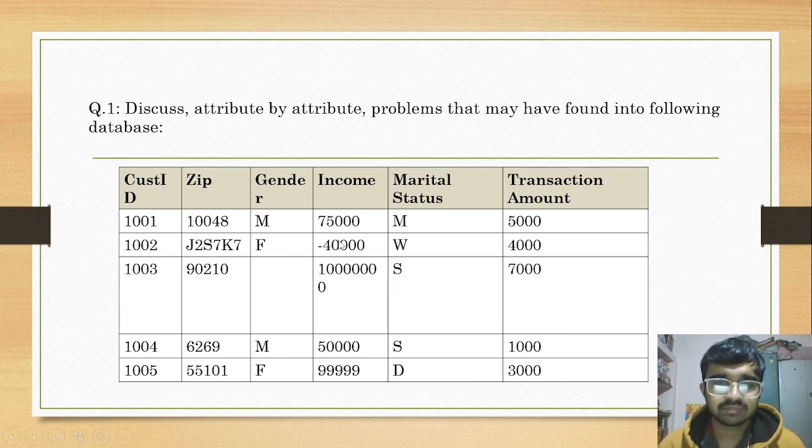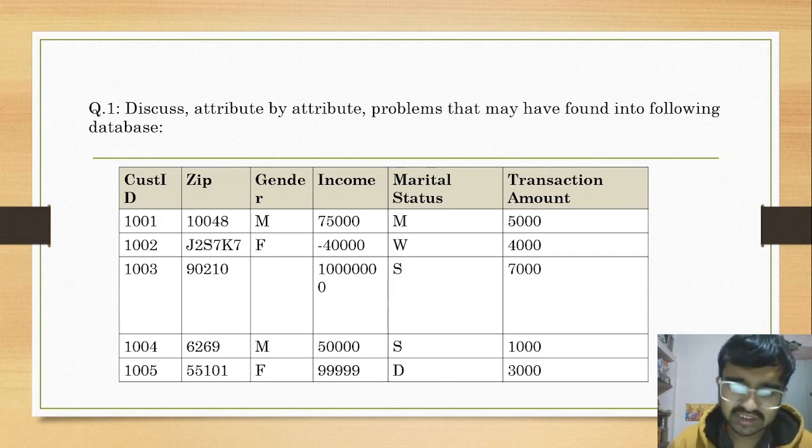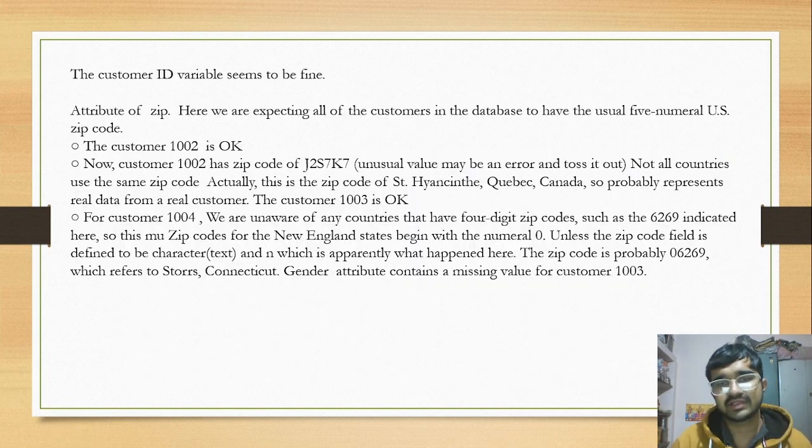And in income we can see that someone has put a minus mark, and income can't be negative, and someone is putting a very high income and someone is putting a very weird income. And in marital status we can also see there are some anomalies. Now let's discuss each anomaly in this database one by one.